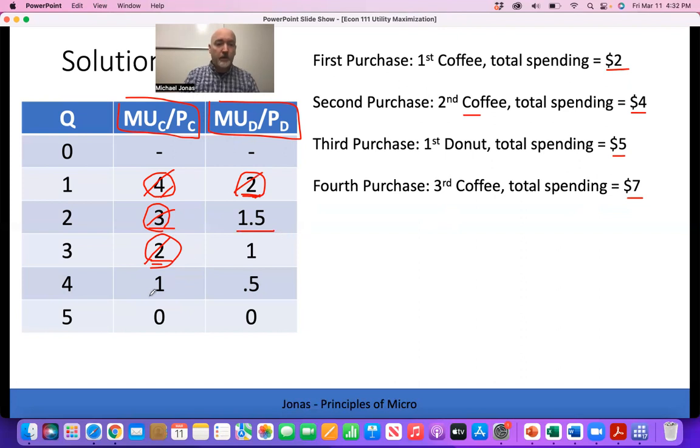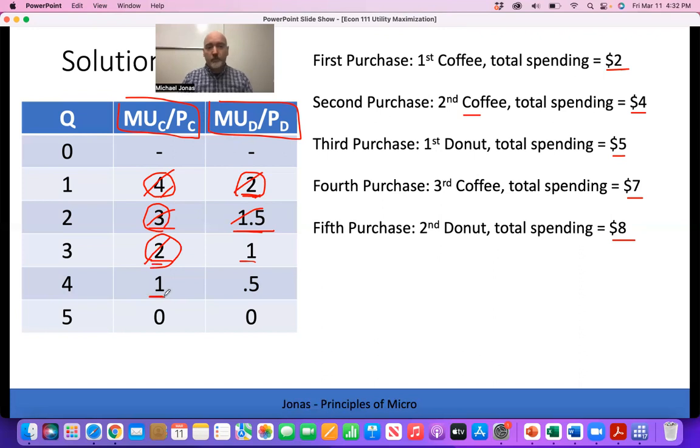And now we've got fourth cup of coffee or second donut. The 1.5 from the donut wins out. And our fifth purchase, our second donut, adds another $1 to our spending to bring it up to 8. So that guy's off the board. Now we have third donut versus fourth cup of coffee. Either way, you get the same utility.